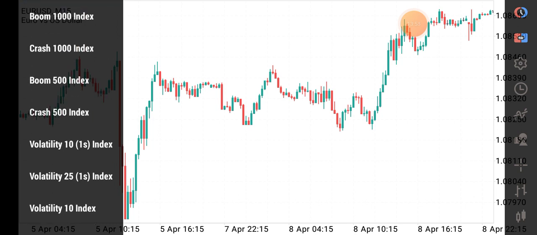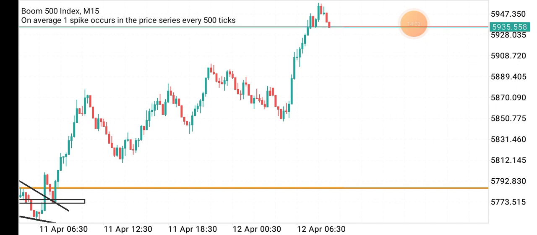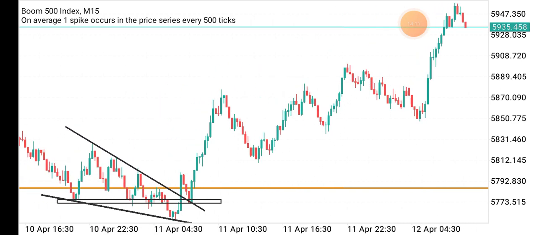You can apply it on any time frame. The only time frame you cannot apply this strategy on is the 1 minute time frame on the boom and crash pairs. But for volatility pairs, you can use the 1 minute time frame. You can apply this strategy on the 1 minute time frame, and you will still be very profitable, guys.